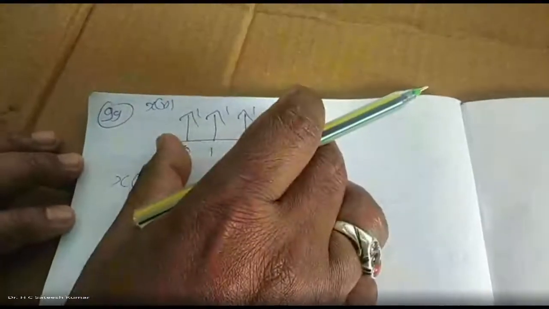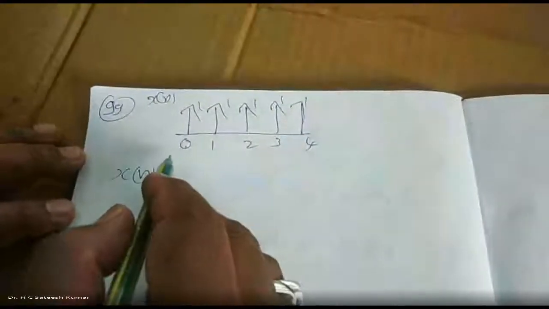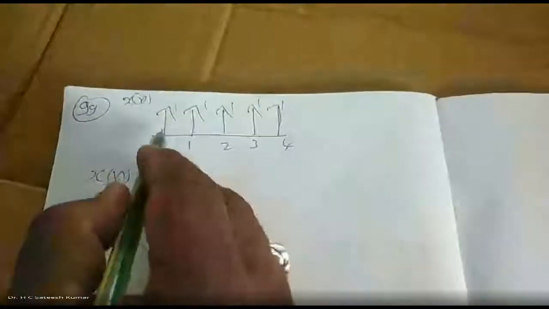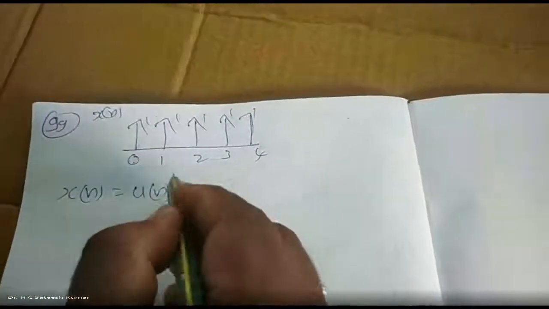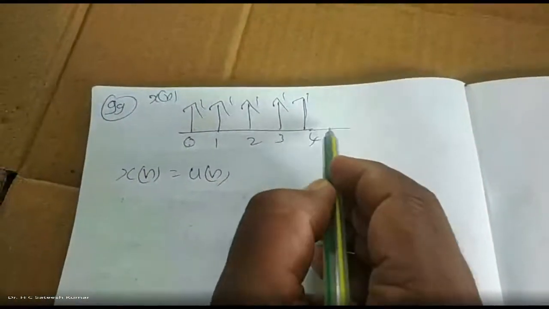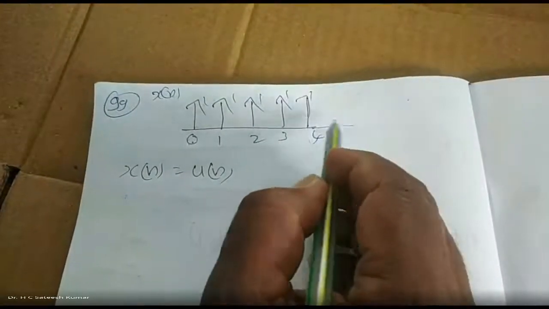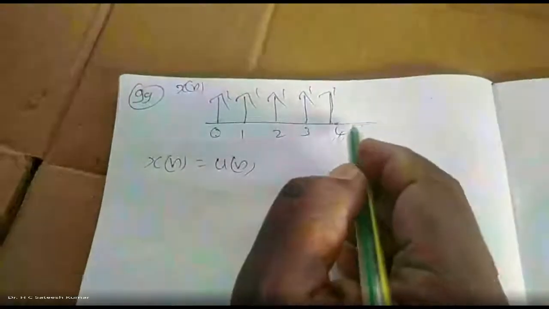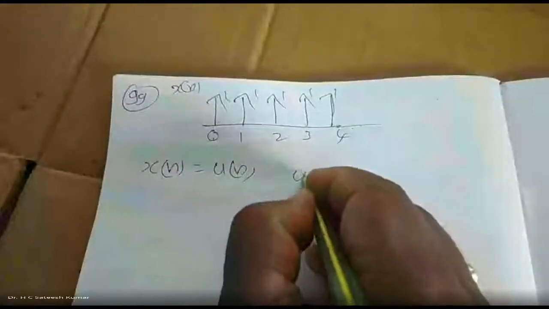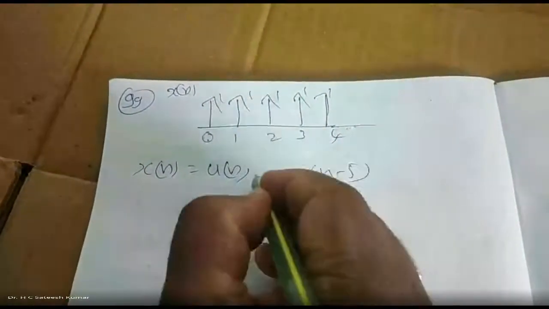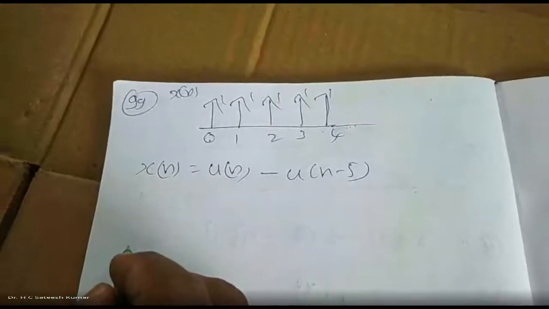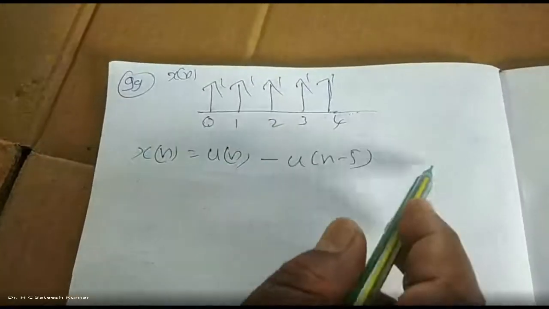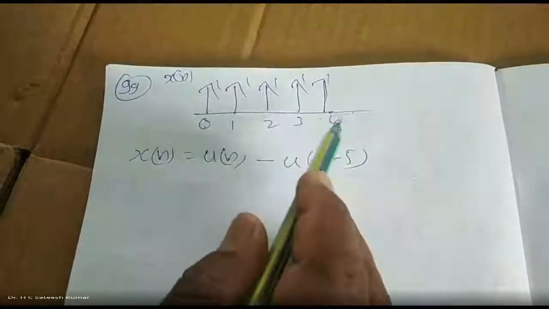We can represent using step function. Starting from 0 up to infinity, its value is 1. That function we call u of n. Out of that, subtract from 5, not from 4. If you subtract from 4, the fourth element also gets subtracted. Subtract from 5. Step function from 5 is nothing but u of n minus 5. Subtract means minus. So if out of 0 to infinity, you subtract from 5 to infinity, then we are left with 0 to 4.